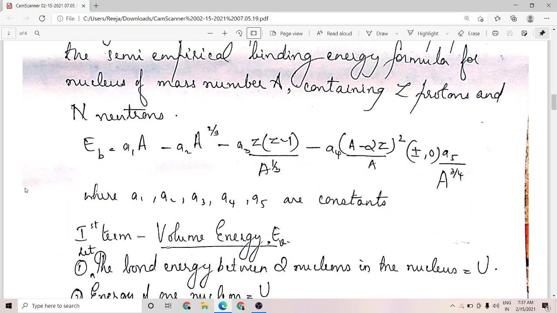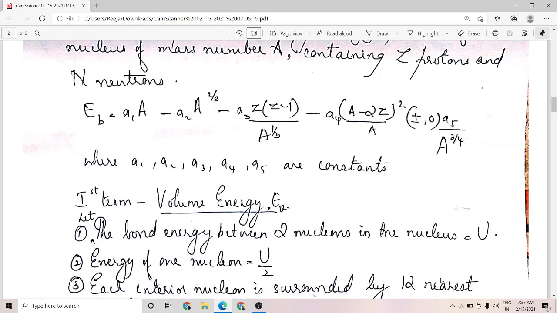So the first term is called the volume energy term, EV. Here, let us consider the bond energy between two nucleons in the nucleus is U. That is, let U be the energy between the two nucleons in a nucleus. So, energy of one nucleon is U by 2. Okay, this energy is shared by the two nucleons, so that energy of one nucleon is U by 2.